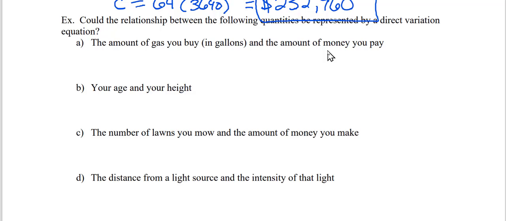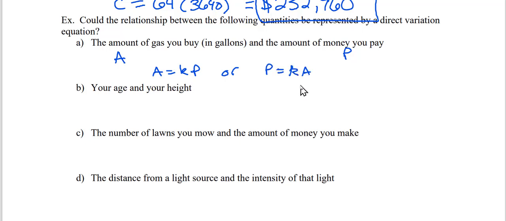Okay, let's talk about this example. The amount of gas you buy in gallons and the amount of money you pay. Is that direct variation? Let's call the amount of gas you buy A, and the amount of money you pay, let's say M. Maybe P would be more common for that. C for cost, whatever, doesn't really matter. What we're wondering is, can you get A equals KP or P equals KA?